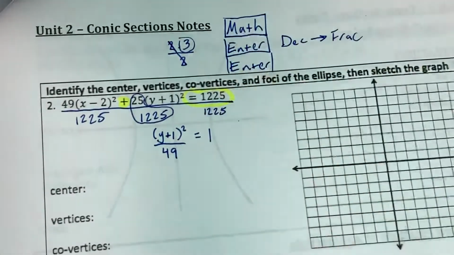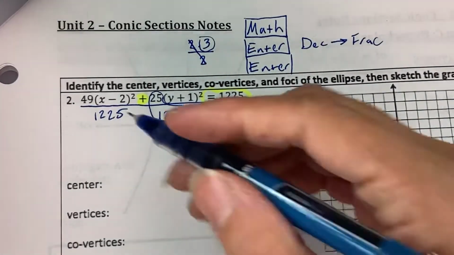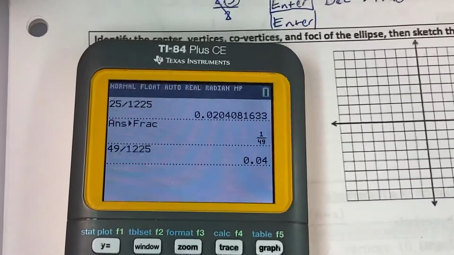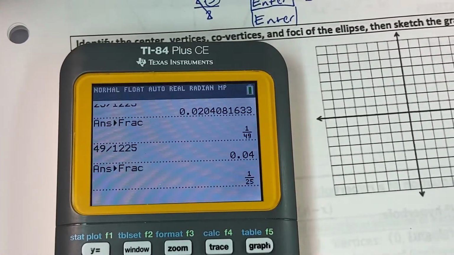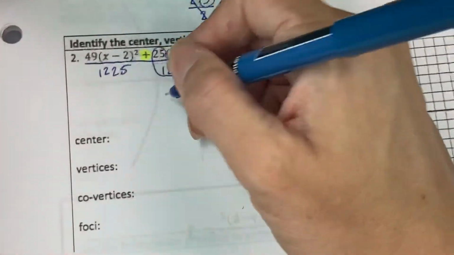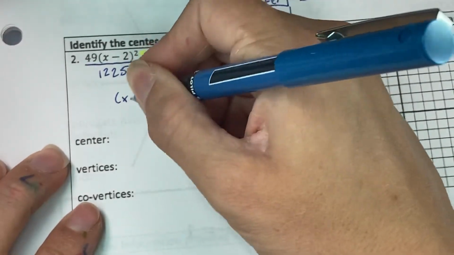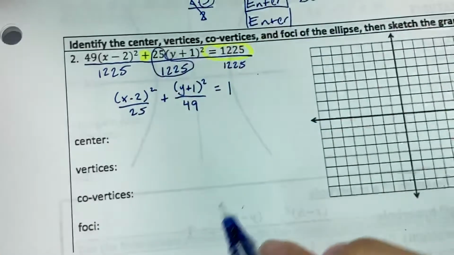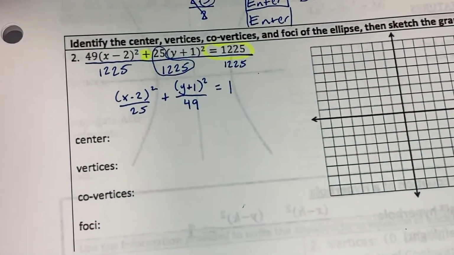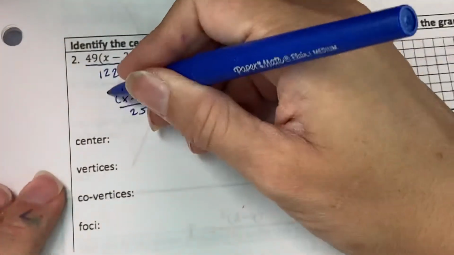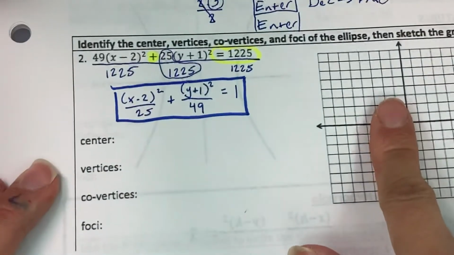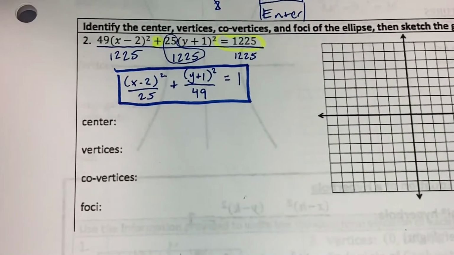So now this is looking more like ellipse form. So then I can do the same thing with the 49 over 1,225. That gives me 0.04. Math enter, and 1 over 25. So then x minus 2 squared over 25. So there is my equation in standard form. So now I can pull out all the other key pieces that I need in order to be able to graph and to state those key features.